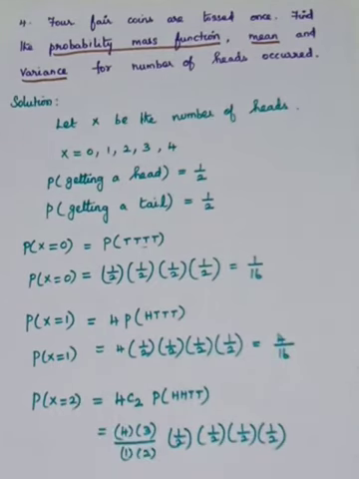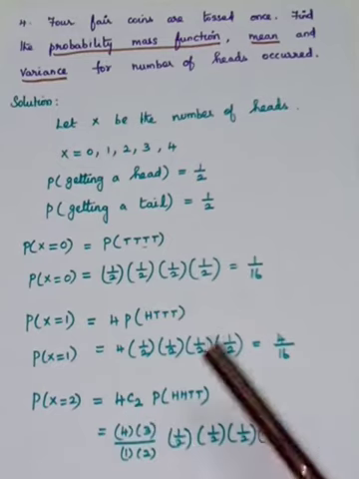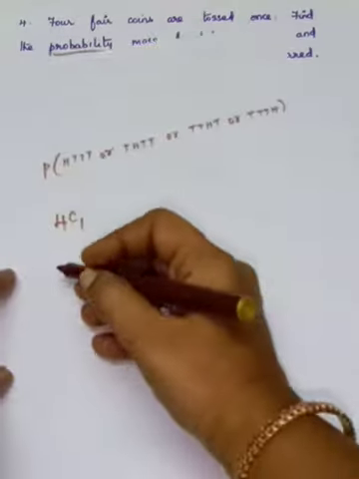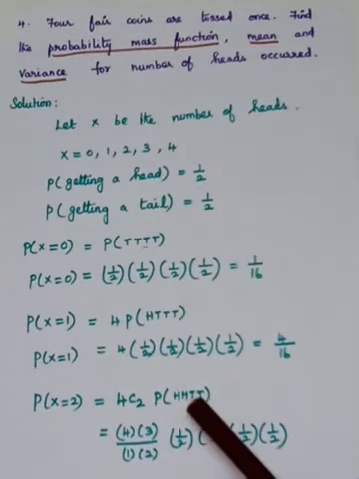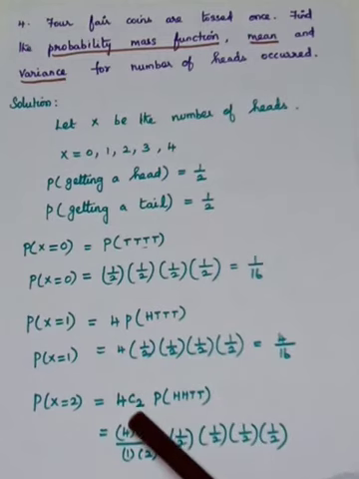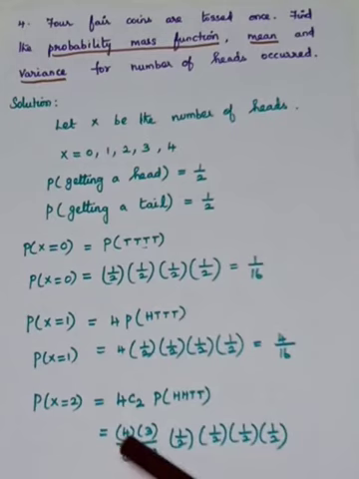And P of x is equal to 2. X equal to 2 means the number of heads is 2. So out of 4 coins, you will have 2 coins having head. So it can be done as 4C2, into P of HHTT. The 4C2 can be written as 4 into 3 divided by 1 into 2. The 2 gets cancelled, so here you will have 6. So if you multiply all, it is 6 by 16.